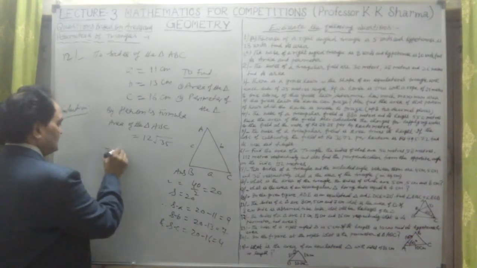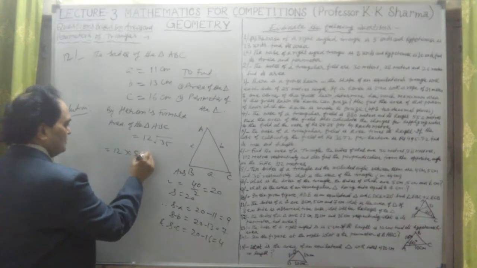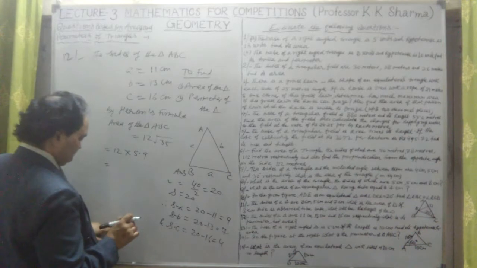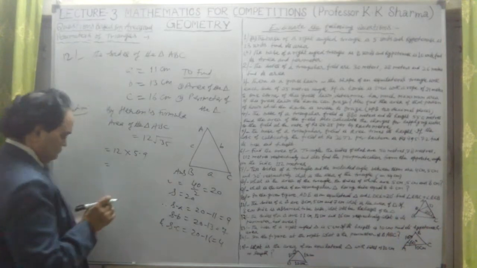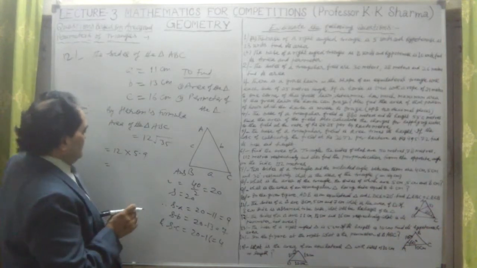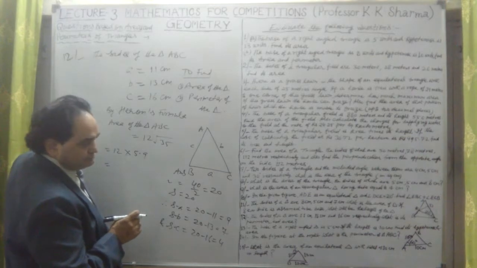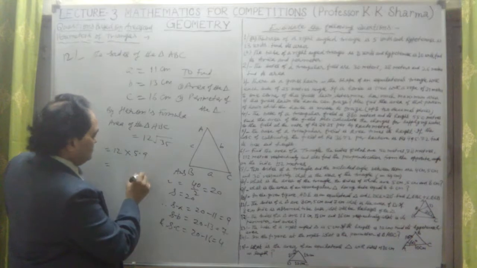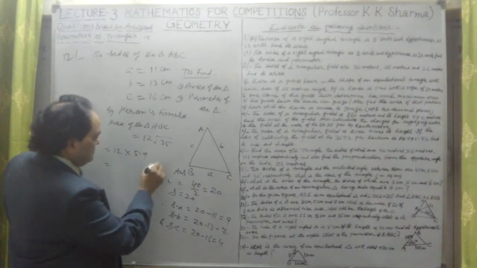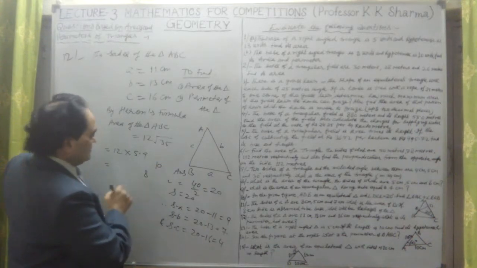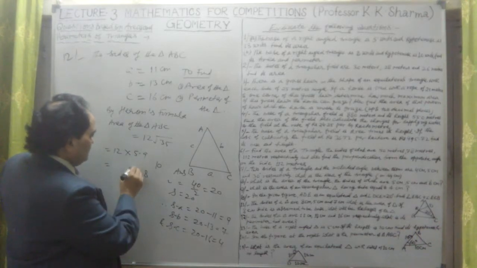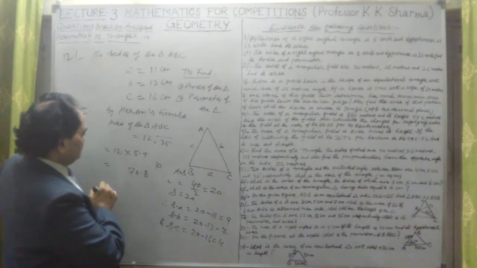Multiply this directly, 12 into 5.9. 12 nines are 108, that means 8 and 10 carries. 12 fives are 60 and 10 is 70. It is 70.8.